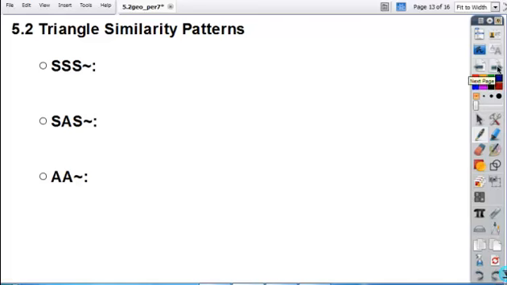Just like congruence has some shortcut patterns to identify triangle congruence, the same is true with similarity. And it's the exact same patterns. So for congruence, we had SSS, SAS, ASA, and AAS. For similarity, we're looking at the exact same set of patterns. So we have three sides.